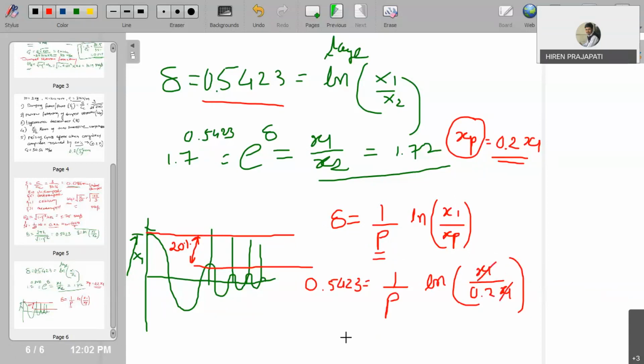Now just find p, which equals 1 by 0.5423 times ln of 1 by 0.2, right? So just find 1 by 0.2, then take its ln and divide that by 0.5423. That will give you the number of cycles: 2.96.